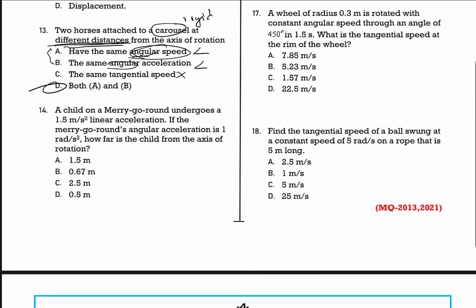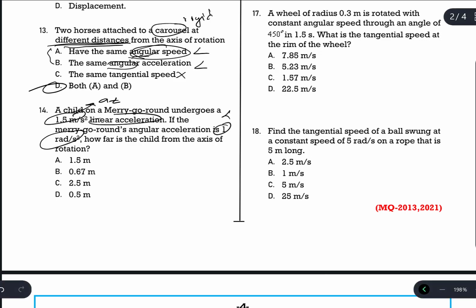After 13 is 14. A child on a merry-go-round undergoes 1.5 meters per second squared linear acceleration. It even says linear acceleration, it is tangential acceleration, AT. If the merry-go-round's angular acceleration is 1 radian per second squared, which is alpha is 1, how far is the child from the axis of rotation? Calculate the radius of the circle. So AT is equal to R times alpha. This is the equation. AT is 1.5, R is the question, alpha is 1. So just 1.5. R is equal to 1.5 meters.